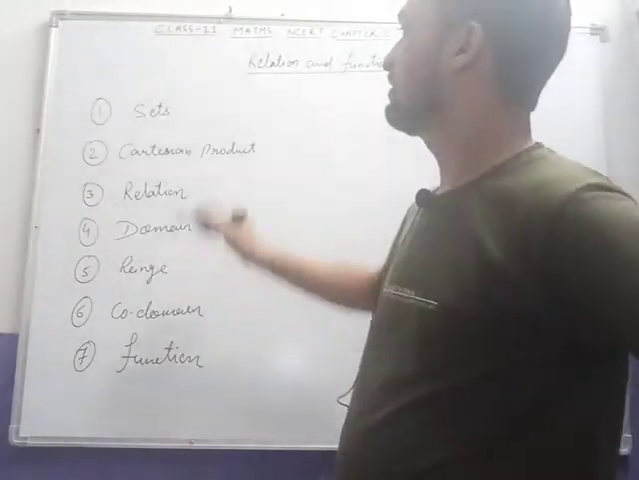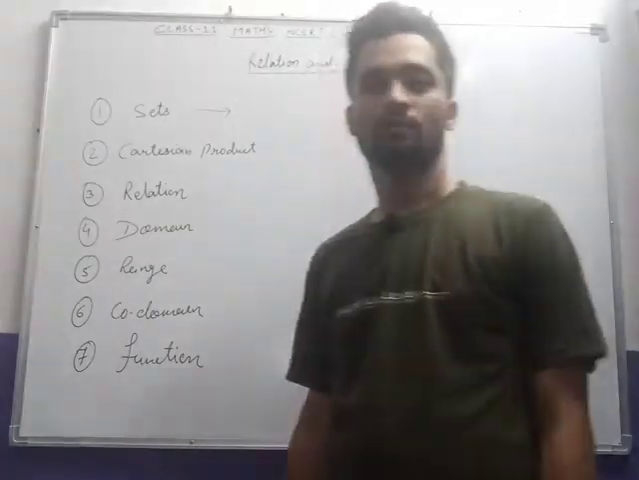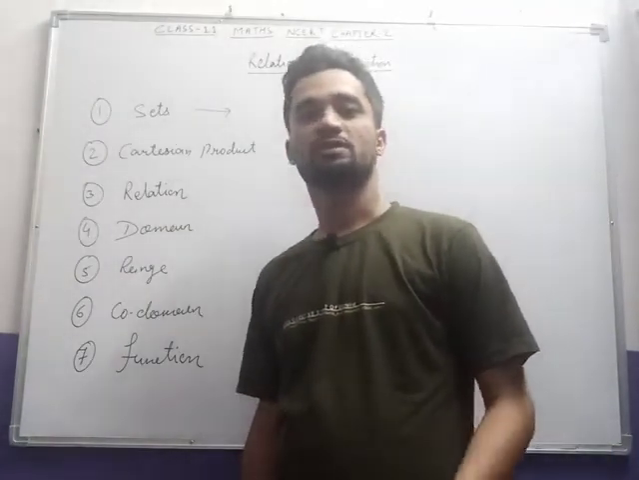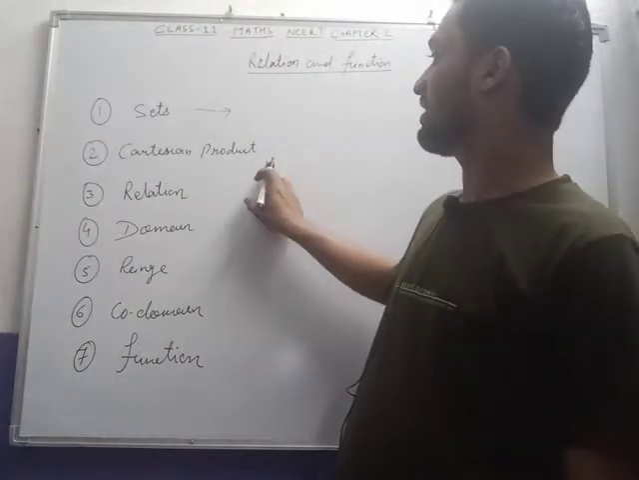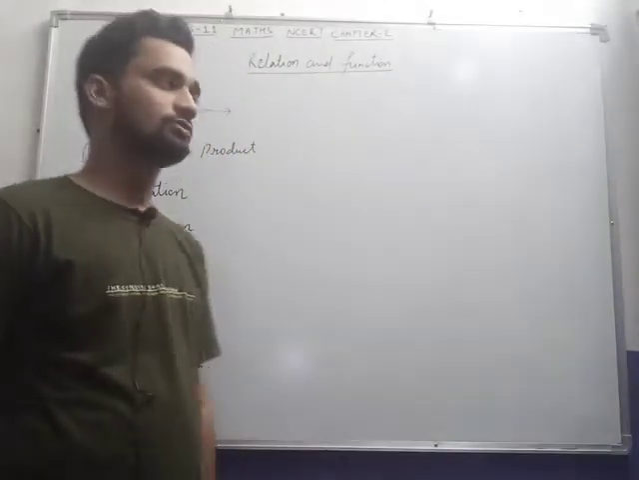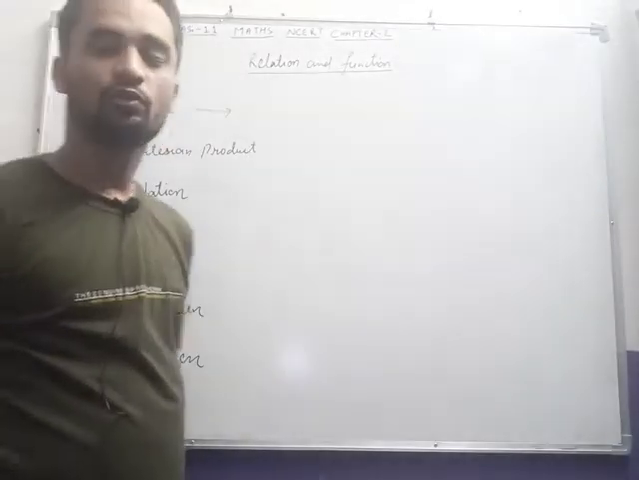Firstly, set. As you know, a collection of well defined objects is known as a set, which we have discussed in chapter first. Then Cartesian product. Now we should know about the Cartesian product. The Cartesian product is basically the product of two sets.